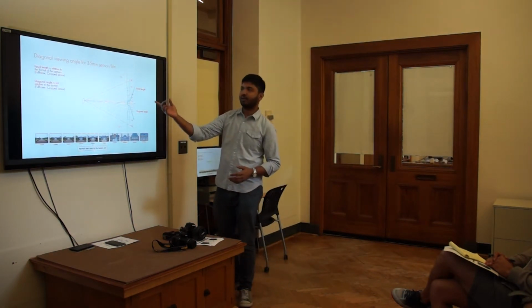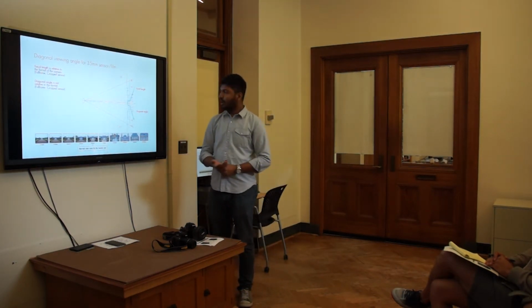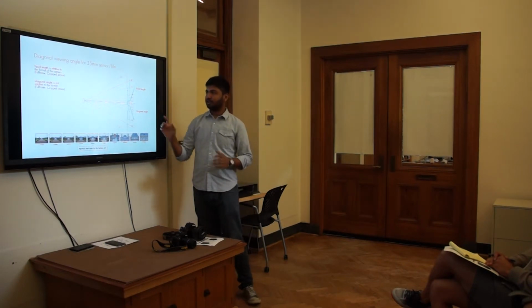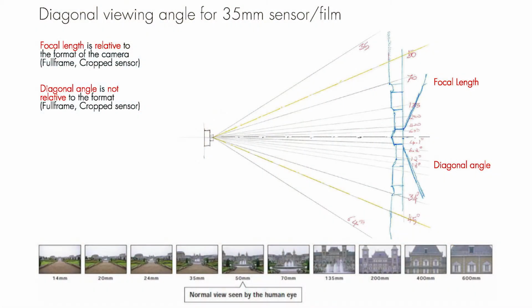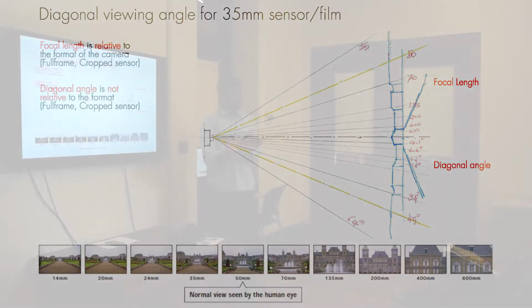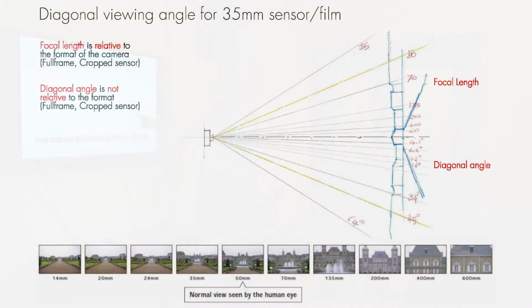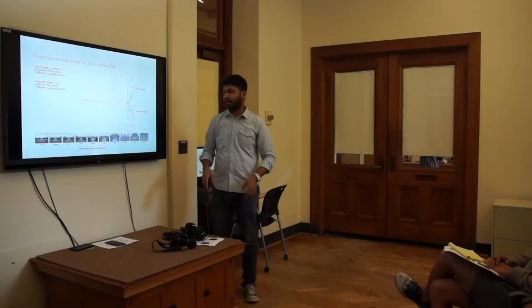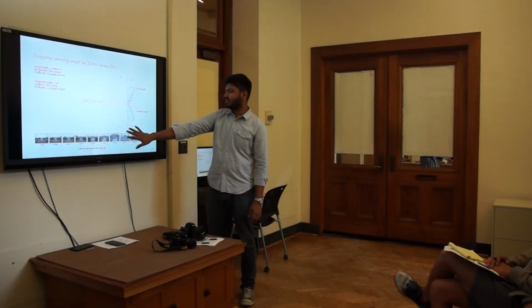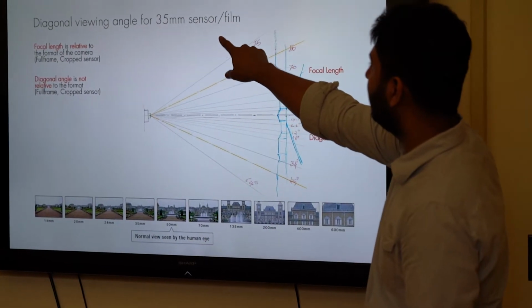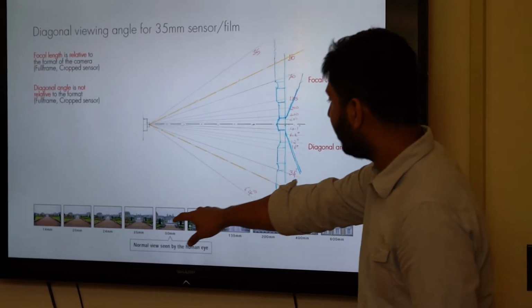So as I said, focal length is relative to the format of the camera, but there is another term which is diagonal angle. That is not relative to any camera format. That's how much area it's going to cover. So if you say that a particular camera has 6.2 degrees of cone of vision, then it means it's going to cover the area that comes under that cone with that particular angle. As you can see, this example is specifically for a 35mm sensor camera.